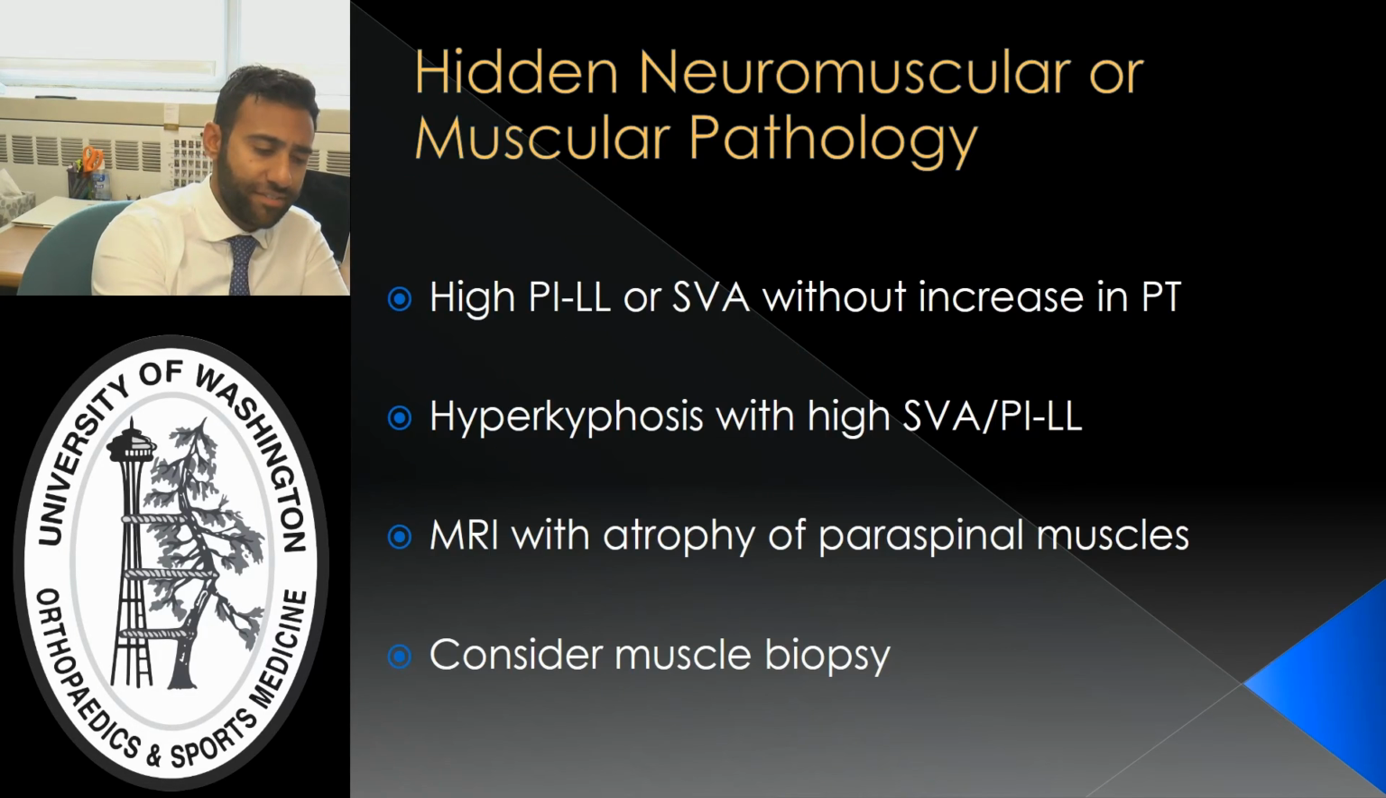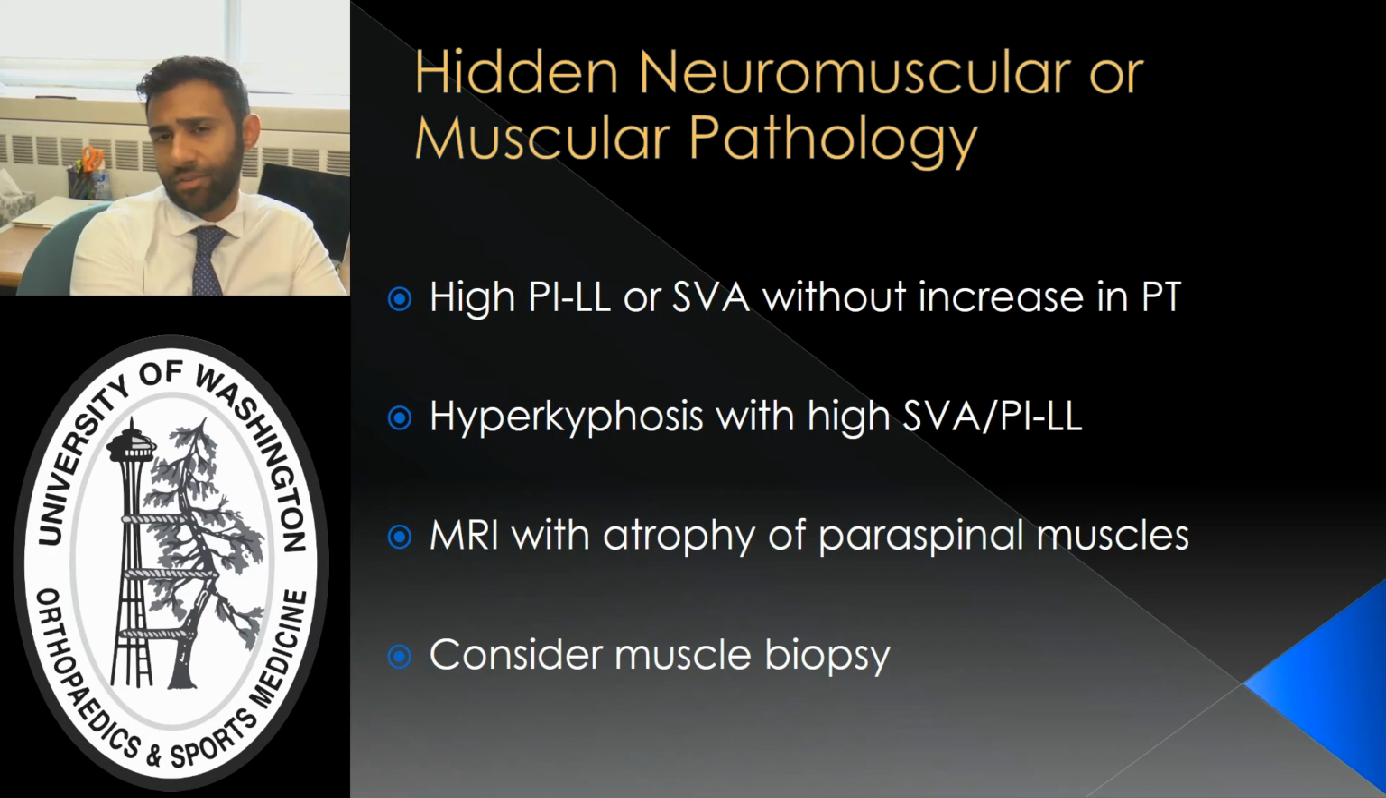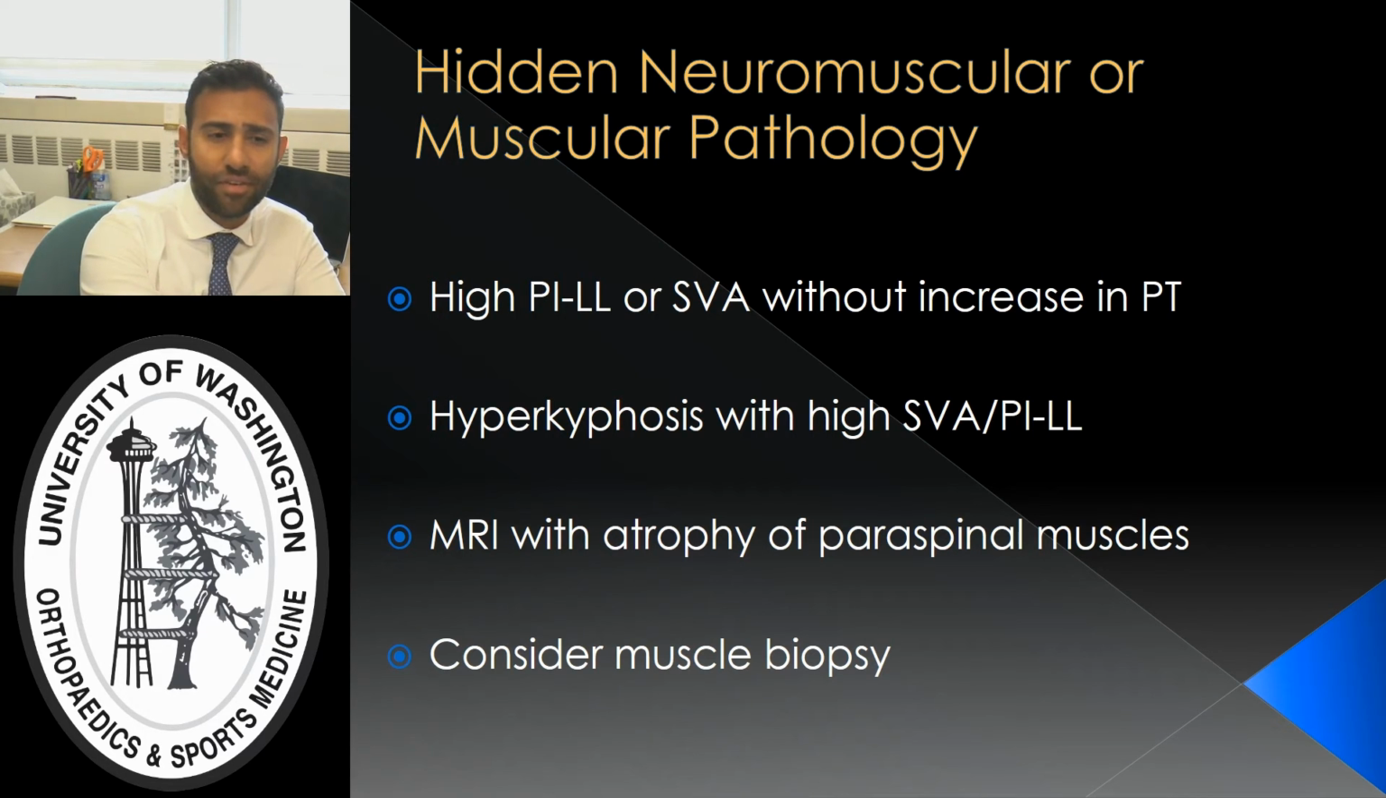What's on the horizon? I think there's often hidden neuromuscular or muscular pathology in a lot of our adult deformity patients. This is particularly true with Parkinson's disease, or patients that have a very high pelvic incidence lumbar lordosis mismatch, or a high SVA without a necessary increase in pelvic tilt. Sometimes there's hidden hip pathology that can confuse us into thinking there's a spine deformity. Hyperkyphosis with a high SVA and PILL.